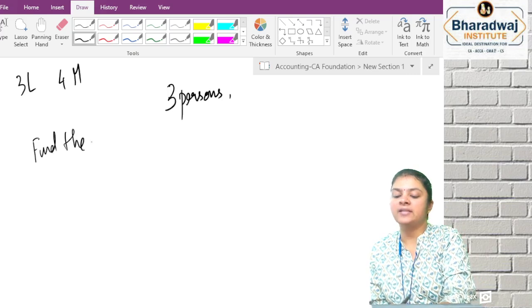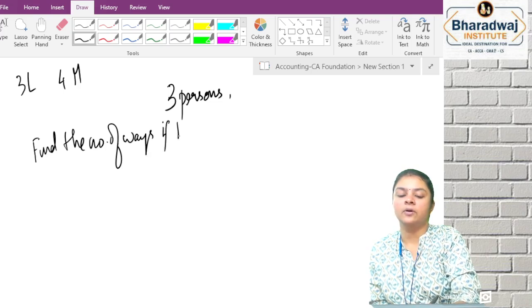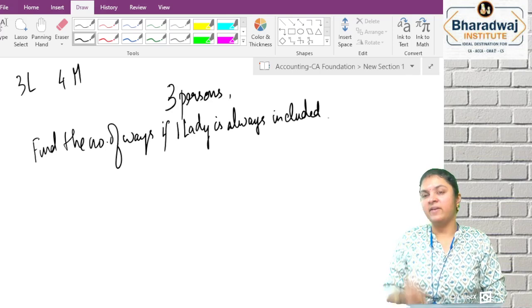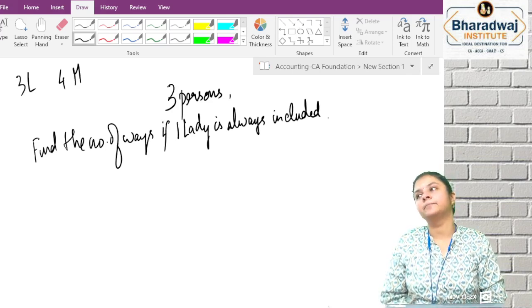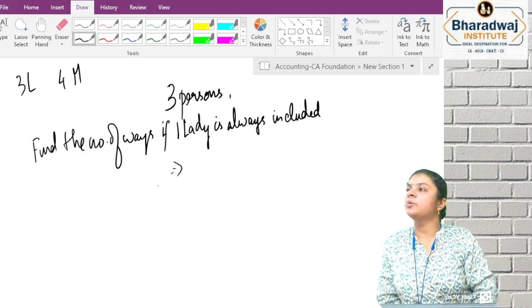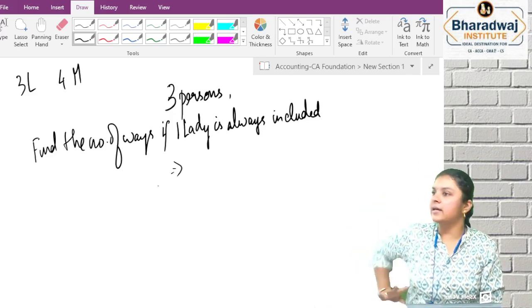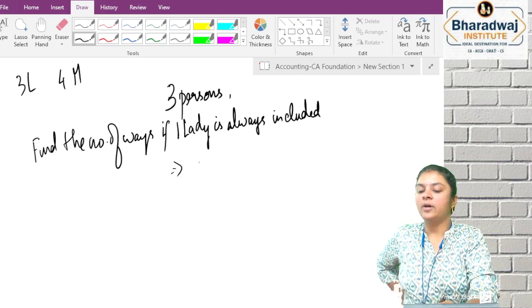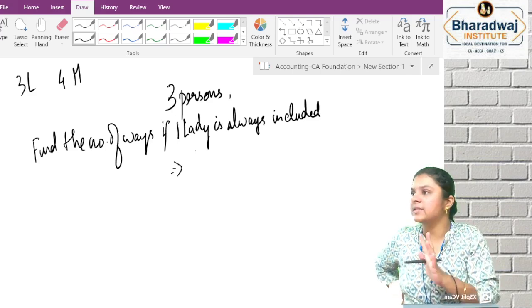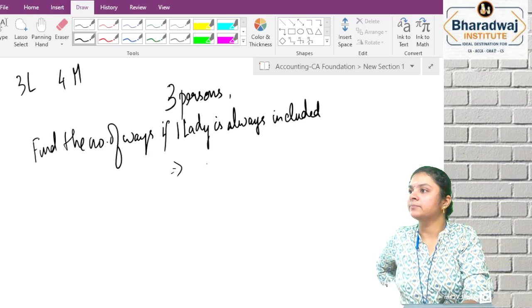Find the number of ways if one lady is always included. One lady is always included. Now what happens here? If it is always included, you are going to have that person always in the list. So when you are going to do the selection, I am not going to do the selection for that one person. So n also you will subtract.